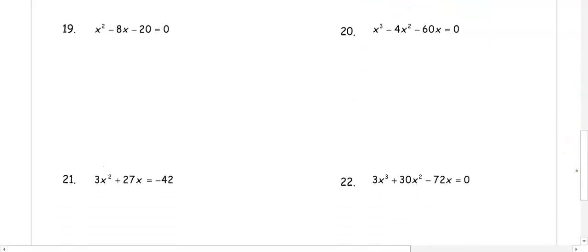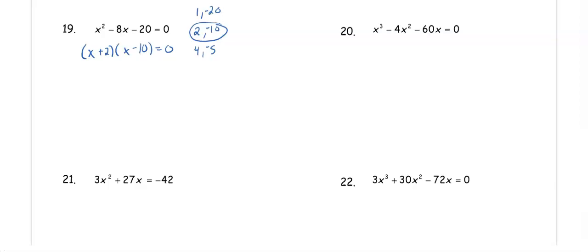In number 19, we have x squared minus 8x minus 20. So numbers that multiply to 20 are 1 and 20, 2 and 10, 4 and 5. This time we're multiplying to a negative and adding to a negative, so our bigger number is negative. So 2, negative 10 is our combo we're looking for, because that's what adds to negative 8. So we have x plus 2 and x minus 10 equals 0. So when we solve, we're going to get two solutions.